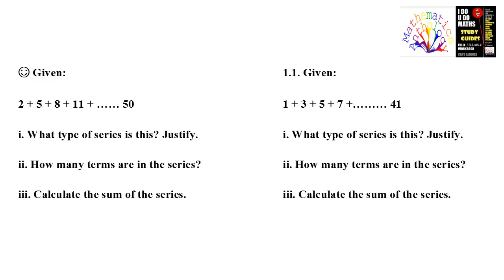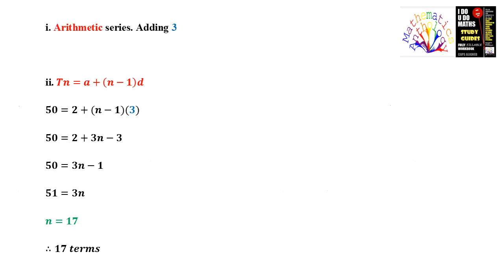So let's first start off with what type of series this is. This is an arithmetic series because we were adding 3 all the time to each number in the pattern. So the second one, let's work out how many terms are in the pattern.